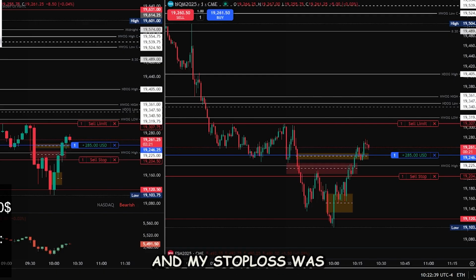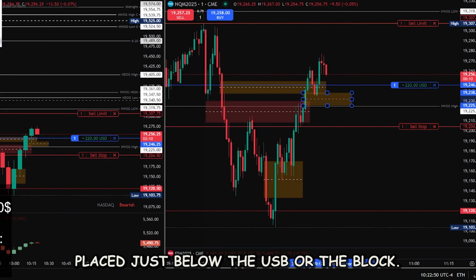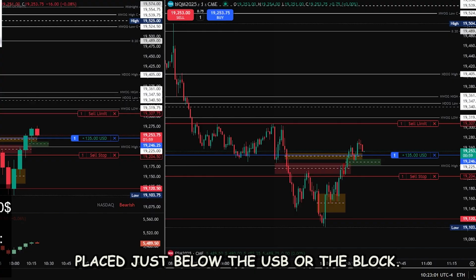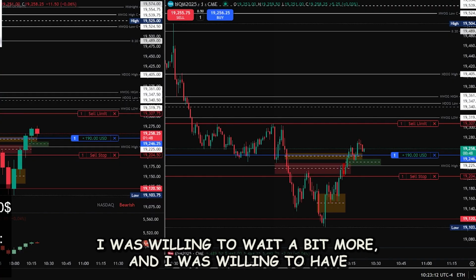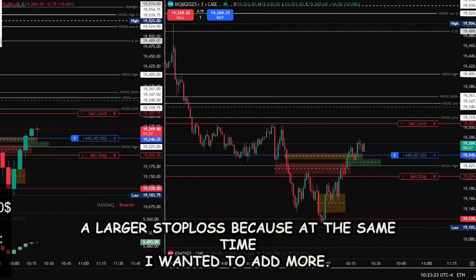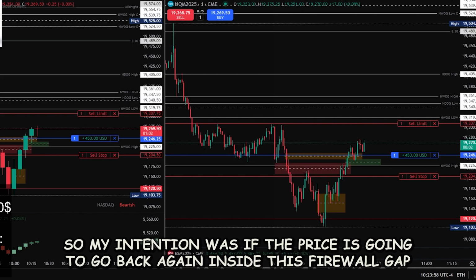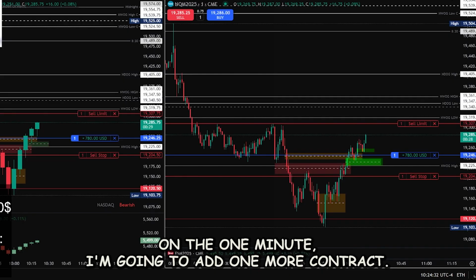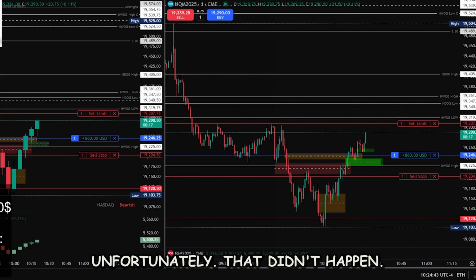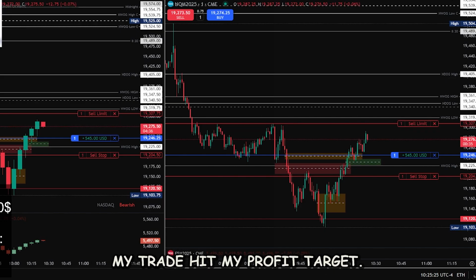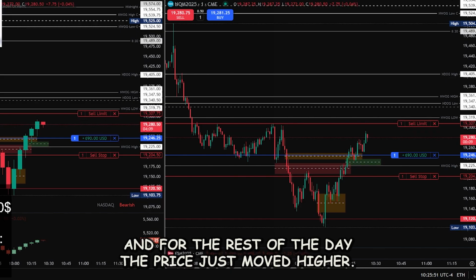And my stop loss was placed just below this order block. I was willing to wait a bit more and I was willing to have a larger stop loss because at the same time I wanted to add more. So my intention was, if the price is gonna go back again inside this fair value gap on the 1 minute, I'm gonna add 1 more contract. Unfortunately, that didn't happen.